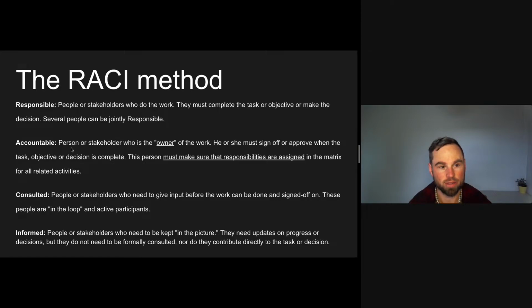Accountable, here's the big one: the person or stakeholder who is the owner of all work. So whatever happens, it always goes back to this person, who is A for accountable. This is the most important position of all. They make sure everything's done and completed by the R's. They can be an R for the activity themselves as well.